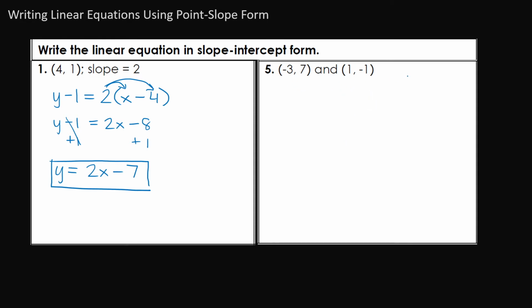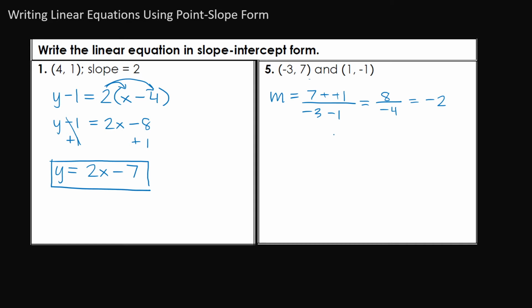Well, in this case, we're not given a slope, and so we're going to need to use these points to find slope. So to find the slope, we are going to subtract our y values from each other, 7 and negative 1, in the numerator, 7 minus negative 1, divided by our x values subtracted from each other, negative 3 minus 1. 7 minus negative 1 is the same as 7 plus 1, that's 8. And negative 3 minus 1 is negative 4, so our slope is going to be negative 2.